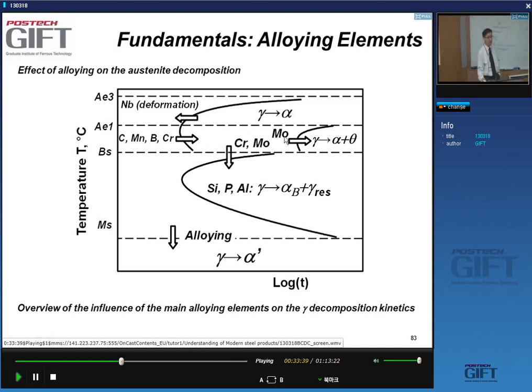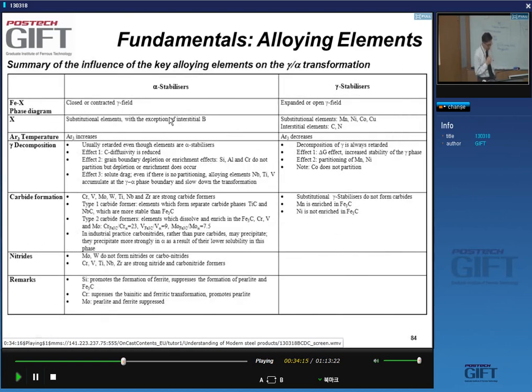Molybdenum has a very strong suppressing effect on the pearlite formation. Chrome suppresses the ferrite transformation, as we saw. Chrome and moly have a tendency to press down the BS temperature, things like this. And the niobium here does something interesting in terms of processing to get very fine grain size. That's the C curve for the transformation to ferrite moves to the left. Okay, so that gives you an idea, schematically, of the impact of alloying elements on transformation behavior.